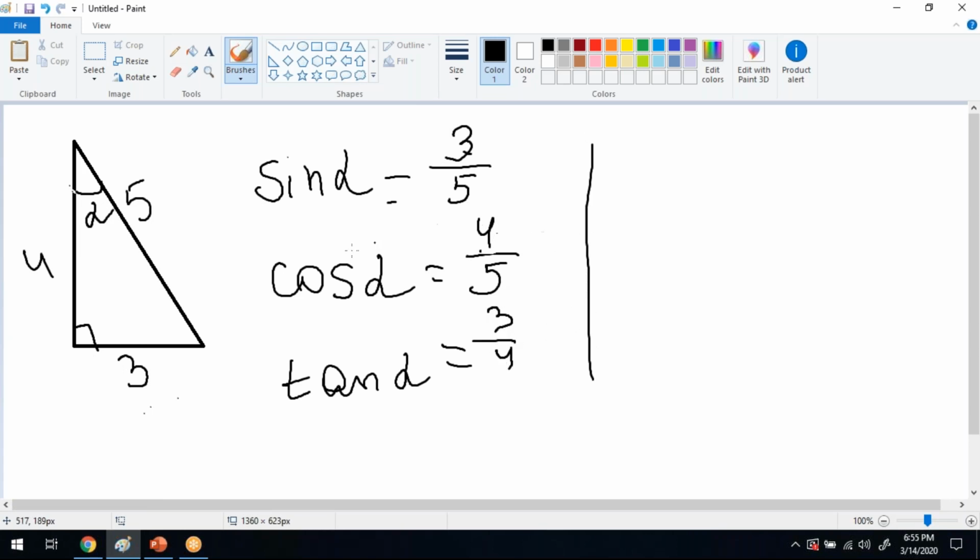Of course, we have a third angle, which is, let's call it beta. And I want to find sine of beta.